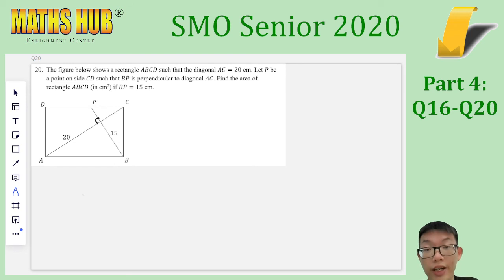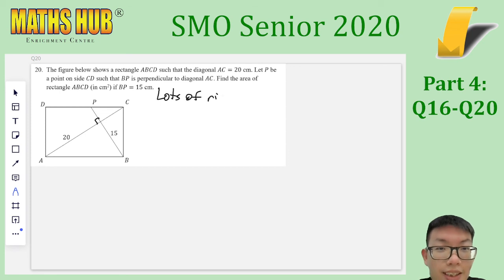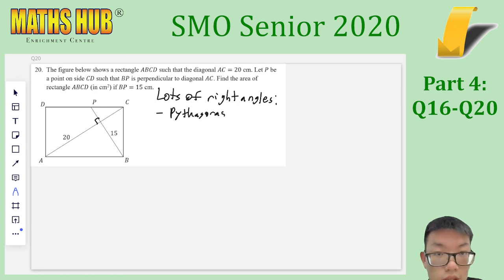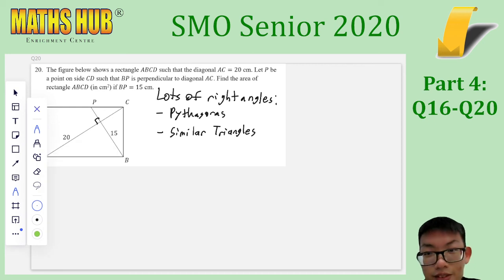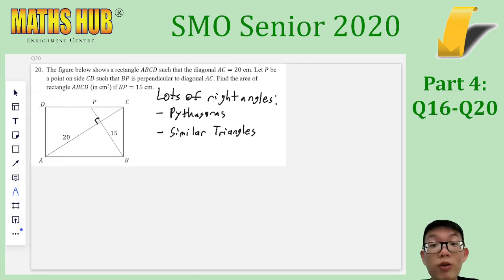And when a figure is full of right angles, lots of right angles, I should put that in writing, there are two things that could potentially be useful. One is Pythagoras, and the other is similar triangles. Now, Pythagoras is probably something I do not need to elaborate on, since right angled triangles mean the Pythagoras theorem holds. But what do I mean by similar triangles?